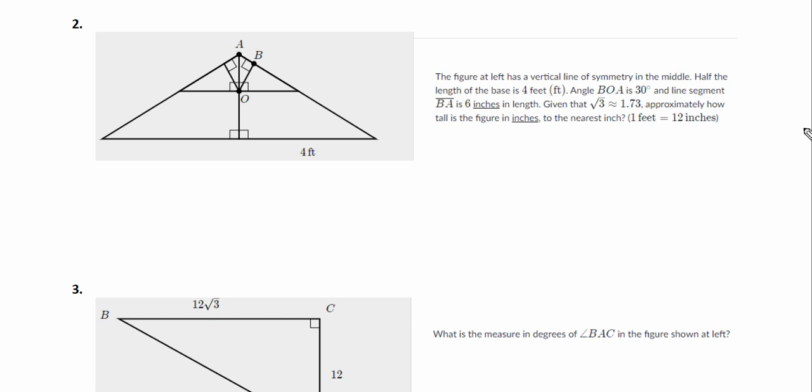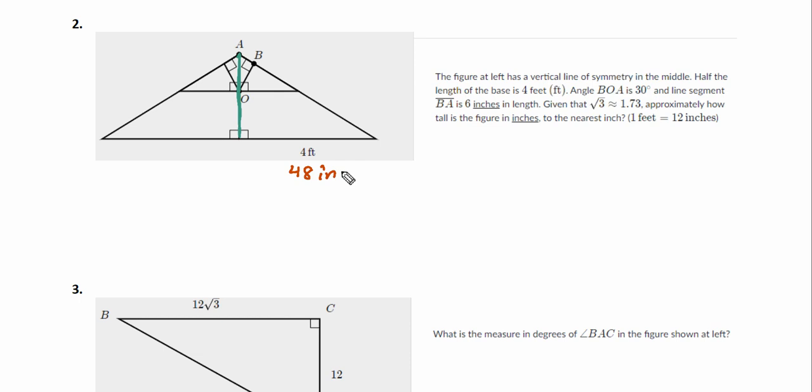We are looking for the height of this triangle, which is that segment there. And of course, we're given that this segment is 4 feet from the diagram. One thing to note is that the question asks, how tall is the figure in inches? So maybe it would be a good idea to convert this 4 feet into inches. We could multiply 4 feet times 12 inches per foot, and we would get 48 inches for that segment below.